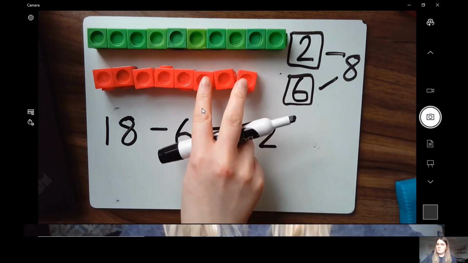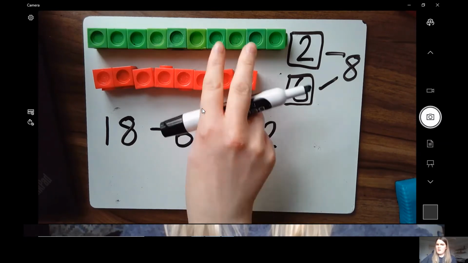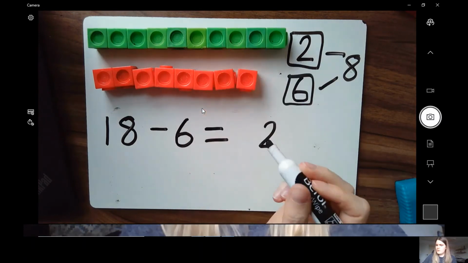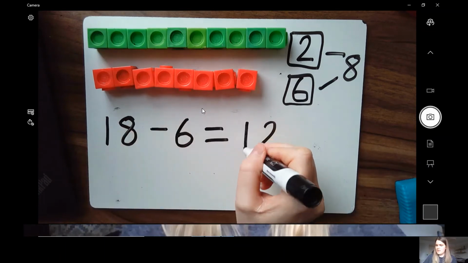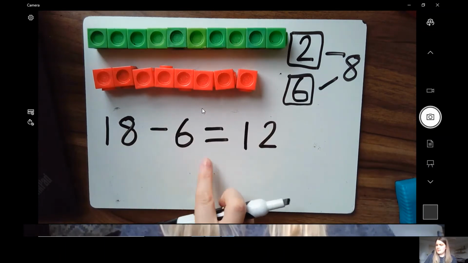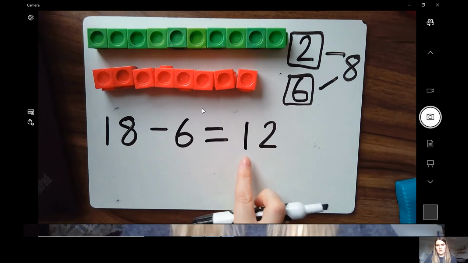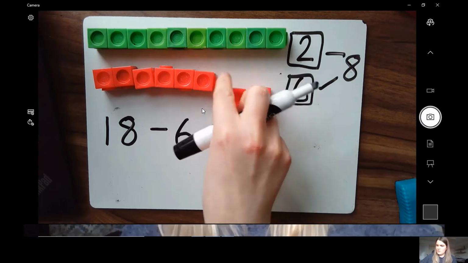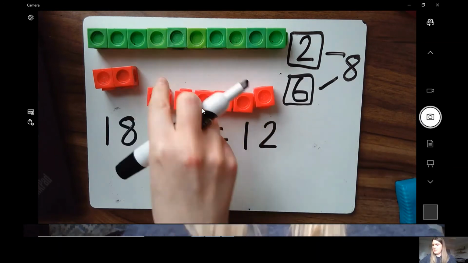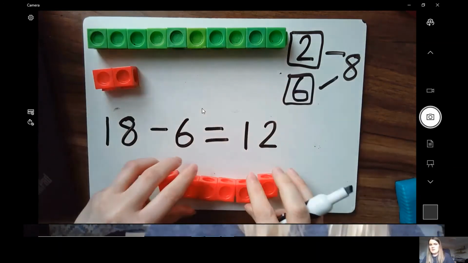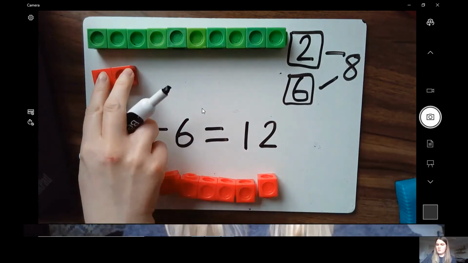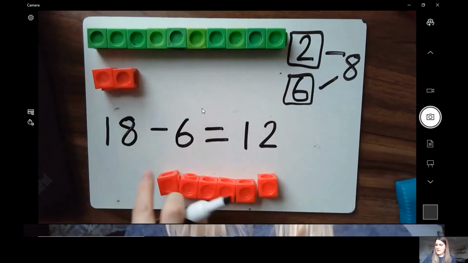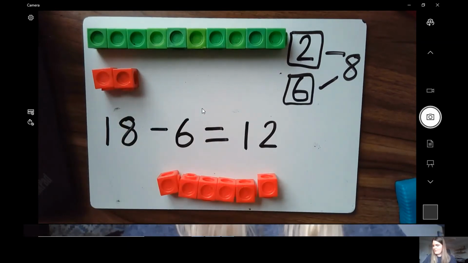I'm touching and taking away from these numbers, but am I moving anything from this number? No, I'm not. So this number still needs to be here. 18 minus 6 should make 12. Let's see. 1, 2, 3, 4, 5, 6. I'm taking away my 6. And I'm left with 2. So that's 10, 11, 12. 18 minus 6 is 12.